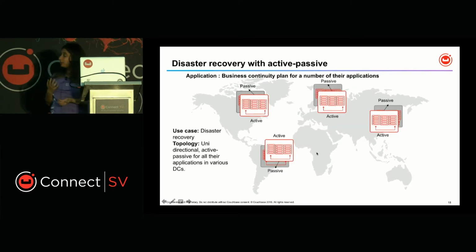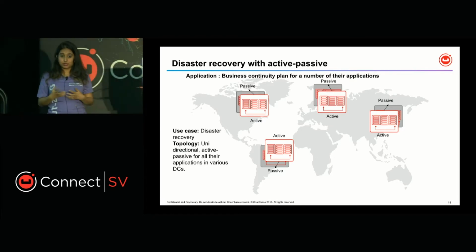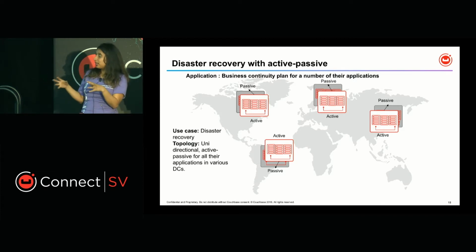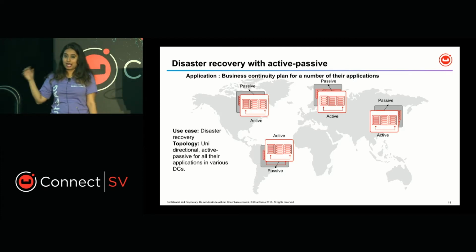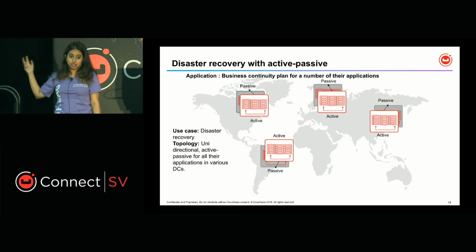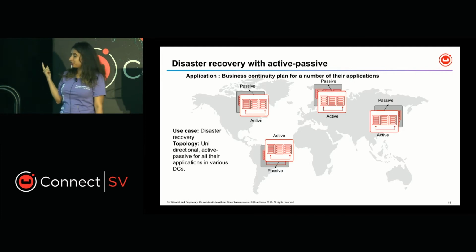This is another customer who uses XDCR for their business continuity application. They use XDCR for a number of their applications, and for each of their applications, they have an active cluster and a passive cluster. This is what they are using as their disaster recovery plan. Wherever they have an active cluster, they also maintain a passive cluster, so in case something goes wrong, they can quickly switch to the passive cluster. They maintain unidirectional replication with the active-passive topology for their disaster recovery use case.